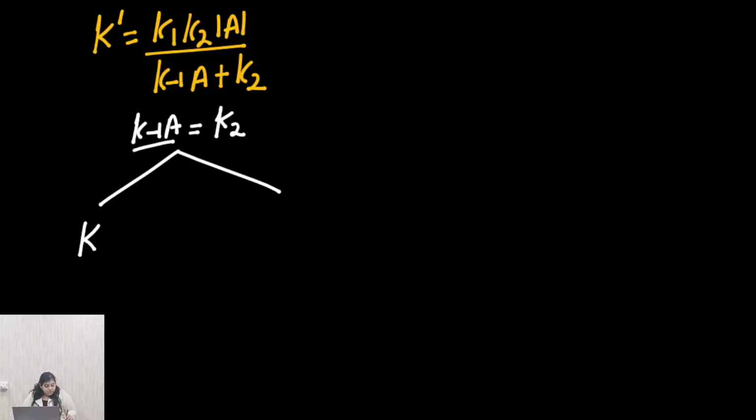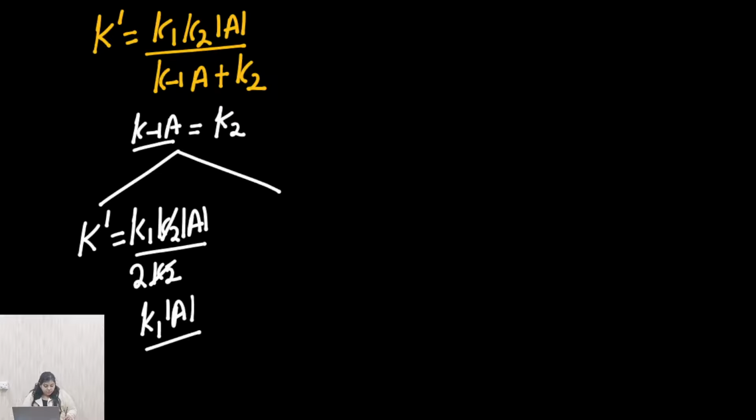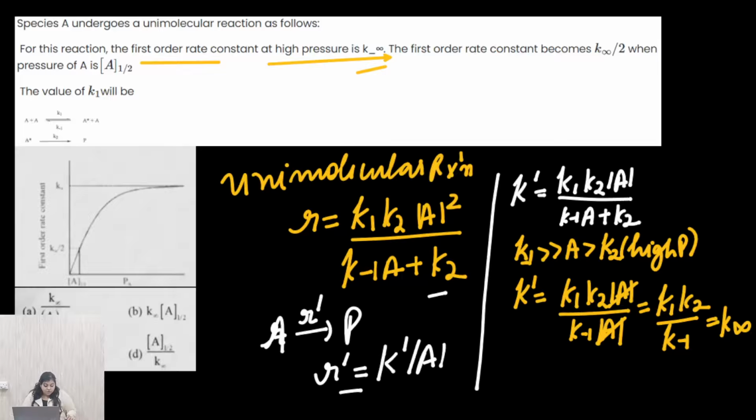The first one, if we consider, K dash will be equal to K1 into K2 into A. If instead of K inverse of A, I write K2, it will become 2K2, right? So this K2 and K2 will get cancelled out. This is coming out as K1 times A upon 2. This is when the A concentration is A half. So this is what is given to us, that the first order rate becomes K infinity by 2, when the concentration is taken as A half.